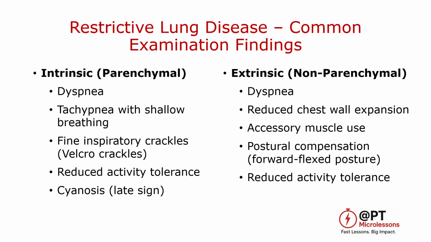Extrinsic or non-parenchymal restrictive diseases involve structures outside the lung, such as the chest wall, pleura, neuromuscular system, or obesity. Because the lungs cannot fully expand, you'll often observe reduced chest wall excursion, increased accessory muscle use, and sometimes a forward flexed posture as patients attempt to reduce the work of breathing. Like intrinsic disease, these patients frequently experience dyspnea and reduced activity tolerance. Although the examination findings vary somewhat, both intrinsic and extrinsic restrictive diseases share the same hallmark feature: difficulty getting air into the lungs because lung or chest expansion is limited.